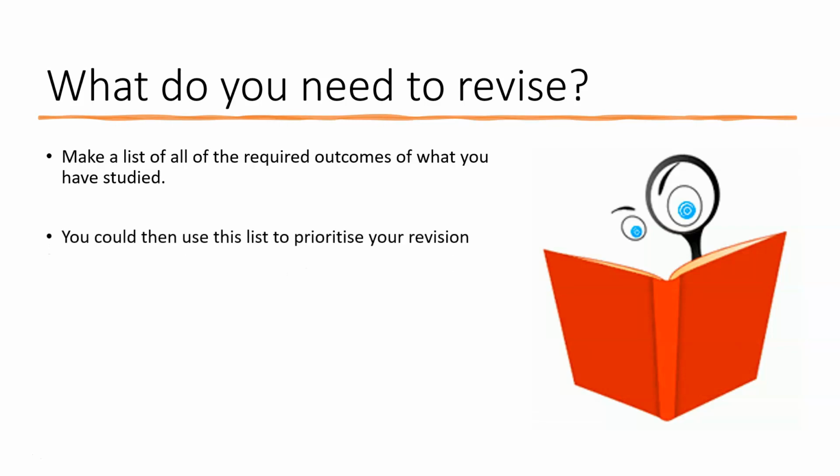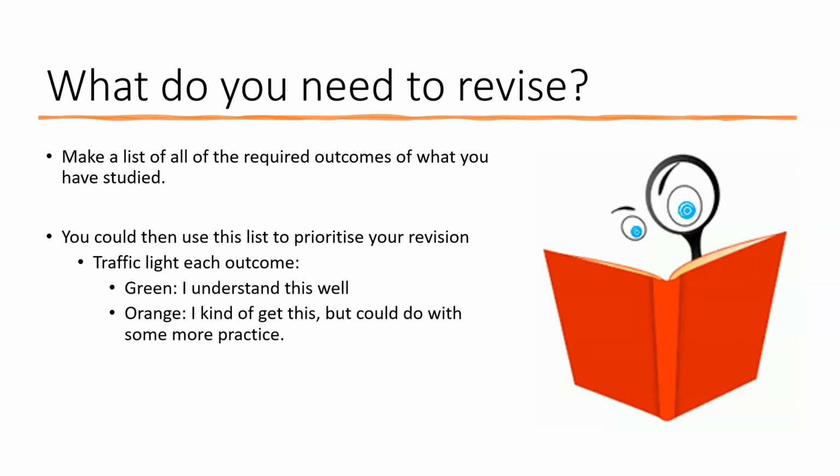Now, once you've got this list, it's really recommended that you use it to prioritize what revision you need to do. So for example, you could use a traffic light system for each outcome, where you look at the outcome and you say, I get that, I don't need to revise that too much more. I kind of get it, but I could do a little revision. And then obviously those outcomes where you really don't get it at all, you need to do a lot more revision. You may even have to seek assistance from your teacher further to really embed that concept.